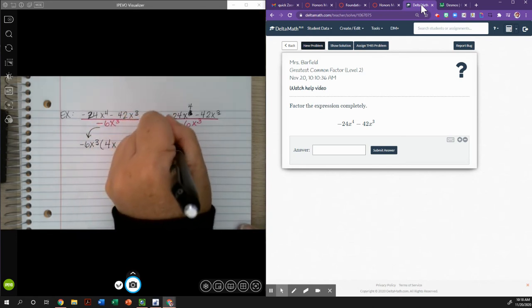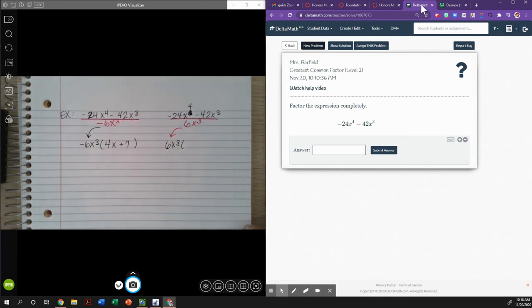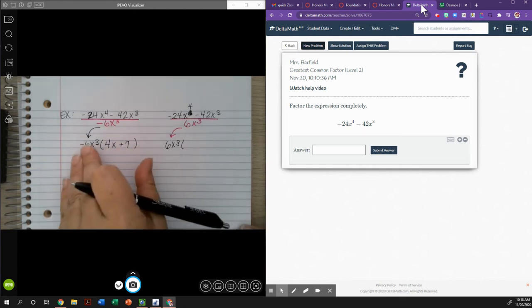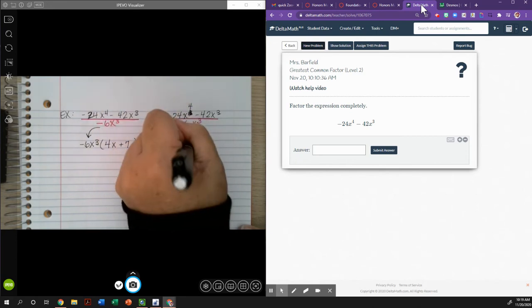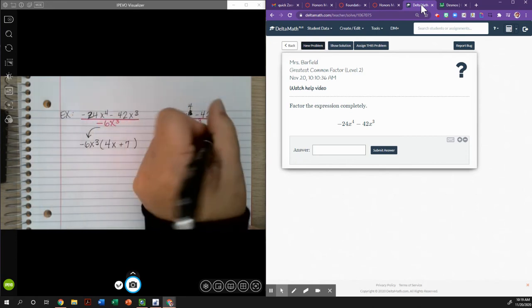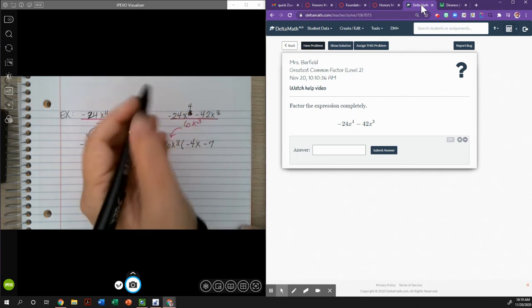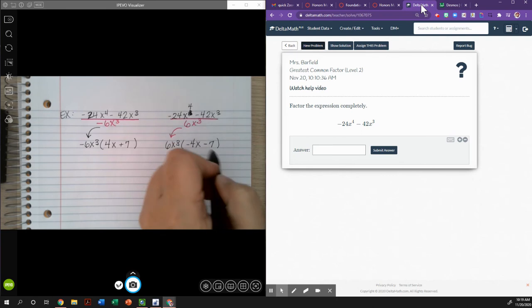So I'm going to have 6x to the third. Look how it changes what's inside the parentheses, okay, because now it's not a negative, it's a positive. Negative 24 divided by 6 is negative 4x. 4 minus 3 is 1. And negative 42 divided by 6 is negative 7, and then 3 minus 3 is 0.